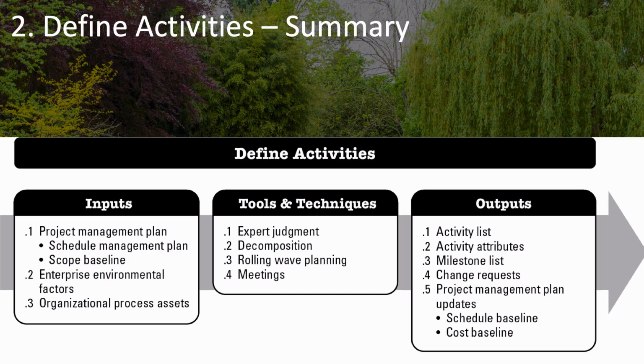The inputs that would be useful include your schedule management plan, of course, and your scope baseline. If your scope baseline has been completed, if not, you can use the version that hasn't been baselined yet. You can use however much of the scope is defined at this point. Plus, enterprise environmental factors and organizational process assets. Tools and techniques, relatively short list. Of course, you have expert judgment and meetings there, decomposition, because you're following similar processes to what you did when you were breaking down the scope, and rolling wave planning.